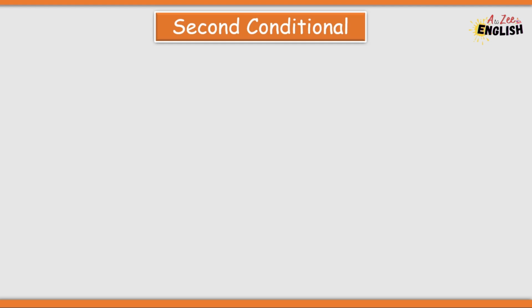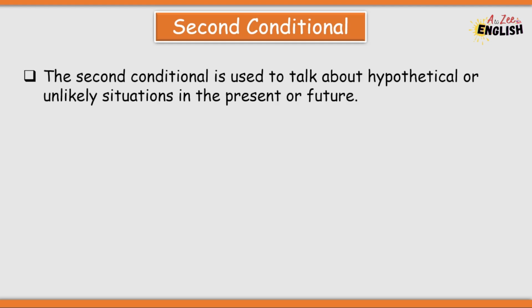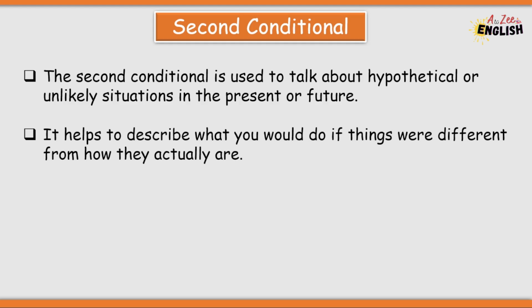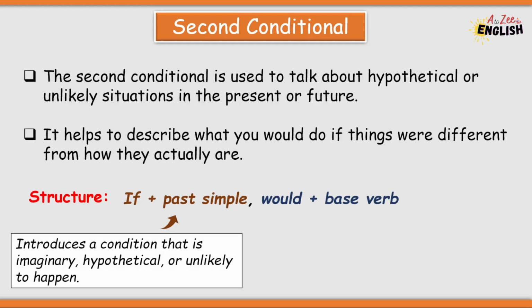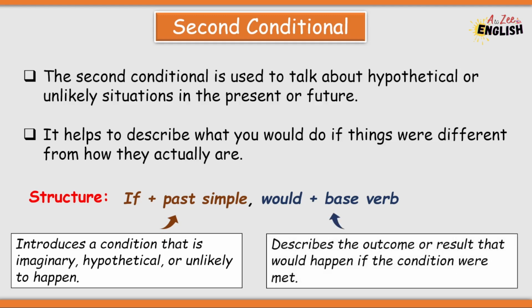Next is the second conditional. The second conditional is used to talk about hypothetical or unlikely situations in the present or future. It helps to describe what you would do if things were different from how they actually are. These are some imaginary situations. Its structure is if plus past simple, and the outcome is in the form of would plus base verb. It introduces a condition that is imaginary, hypothetical, or unlikely to happen. And this describes the outcome or result that would happen if the conditions were met.